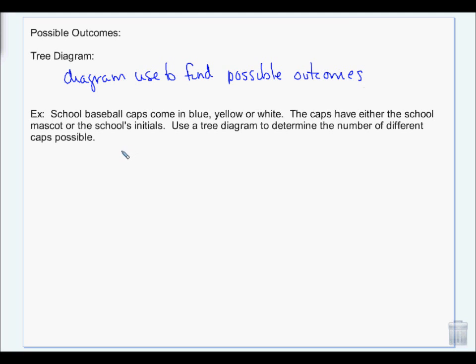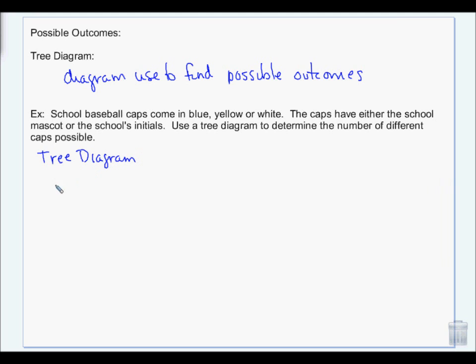Yeah. Okay, so I'm going to do this problem two ways. But first I'm going to do it with a tree diagram. Then we're going to go to the next page and I'm going to talk about the counting principle, and then we'll come back and do this problem with the counting principle. Okay? So first we're going to do the tree diagram.